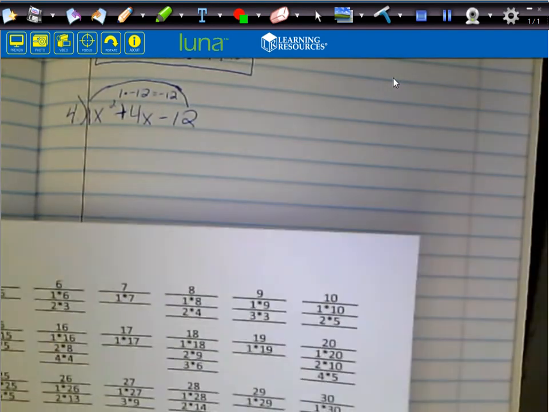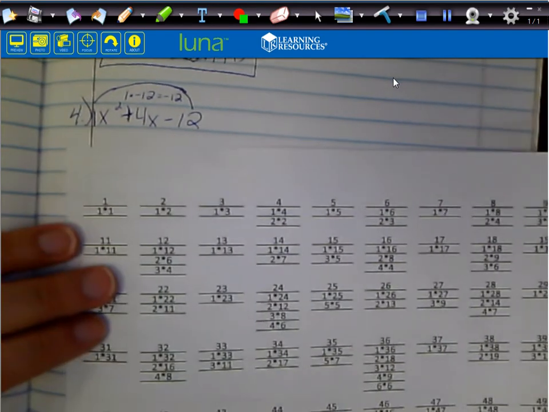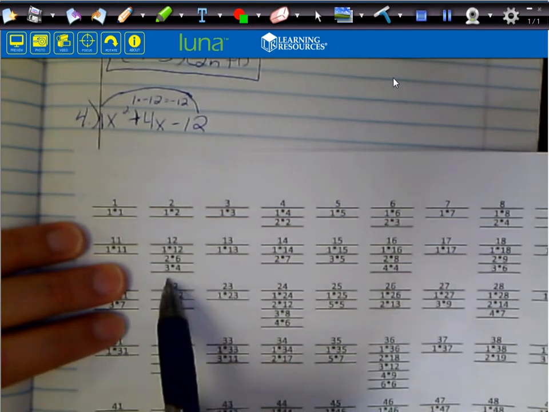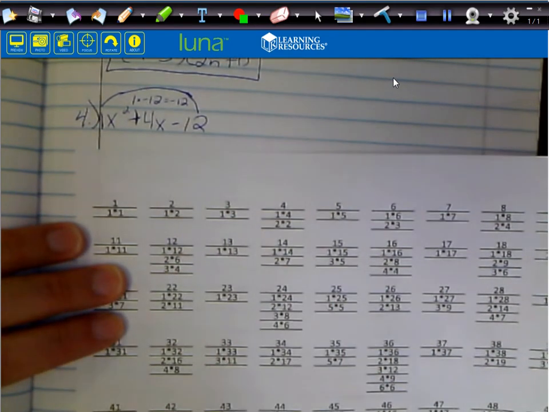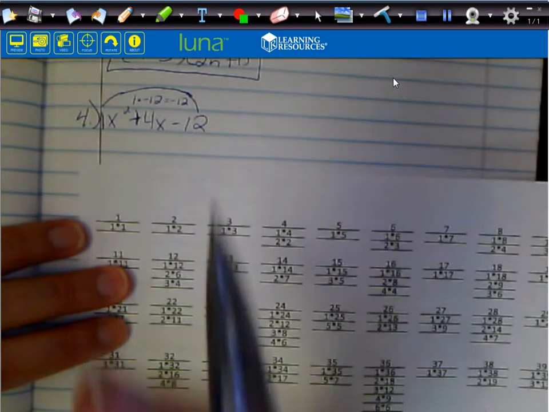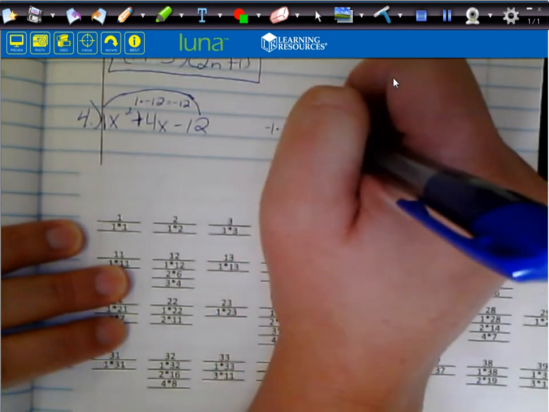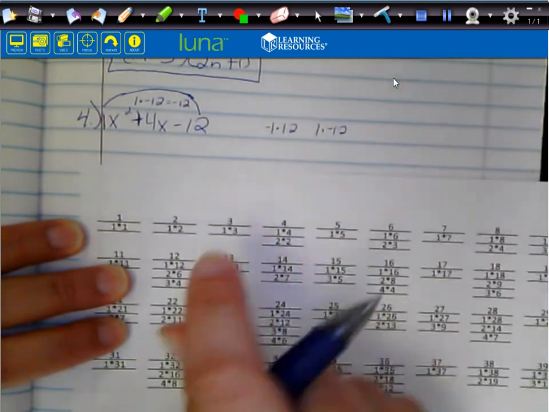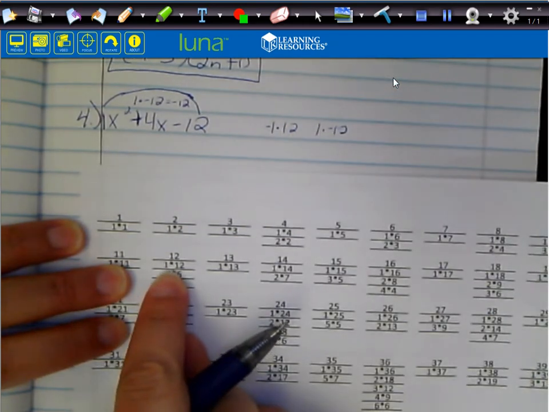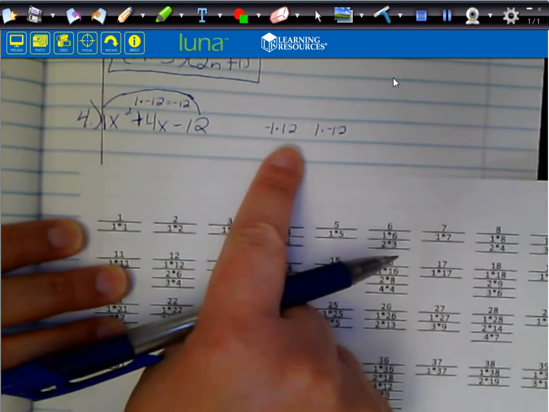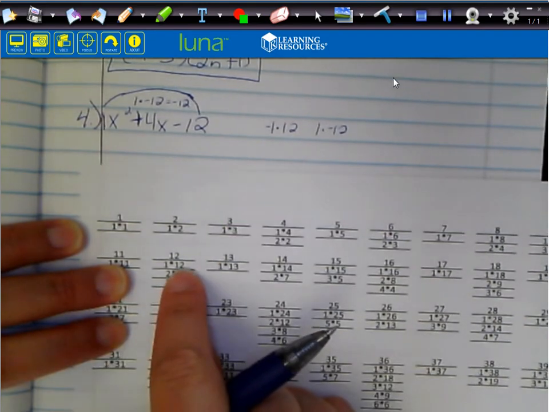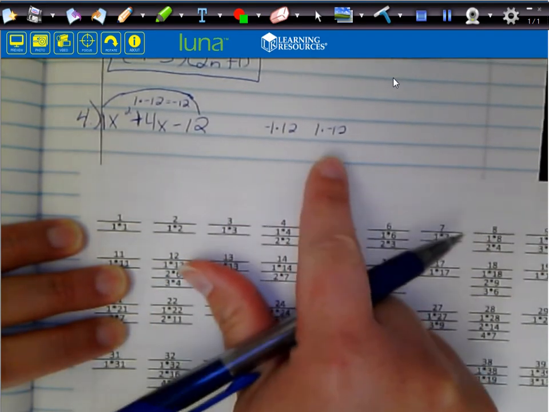Now I'm going to look at my factor sheet at 12. And here are my options. Now since this is negative, again I know to multiply to a negative you have to have one positive and one negative. So over here I'm going to write my choices down. I have negative 1 and 12, 1 and negative 12. And all I'm doing is taking my option right here, putting the negative with the first number the first time, and I'm putting the negative with the second number over here.